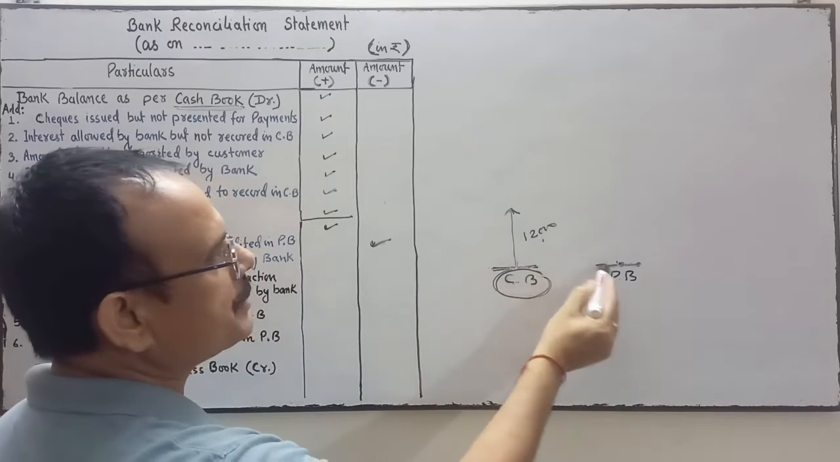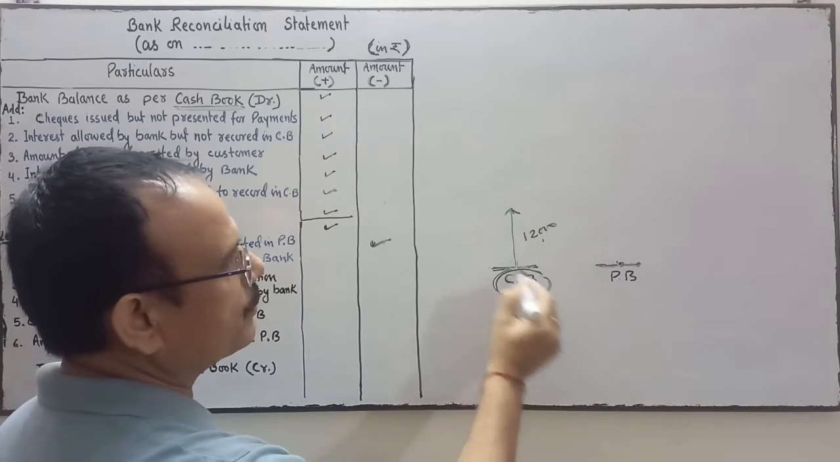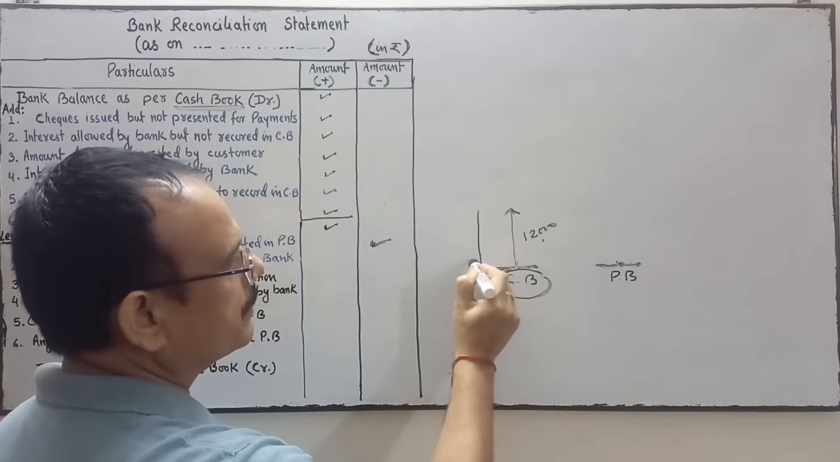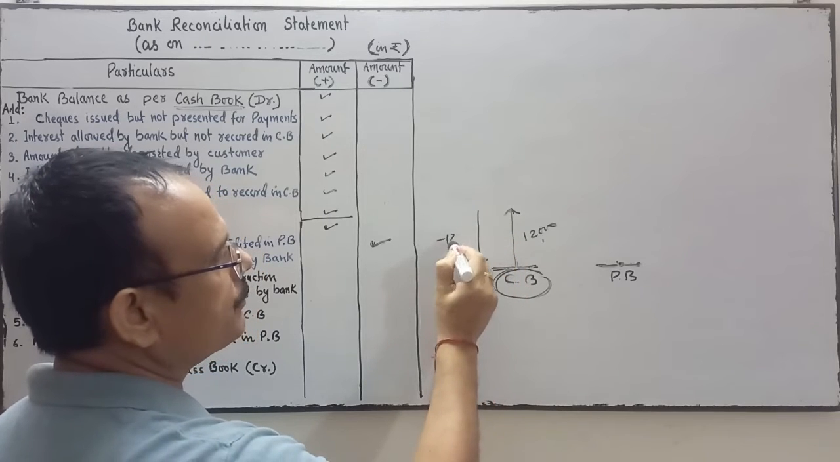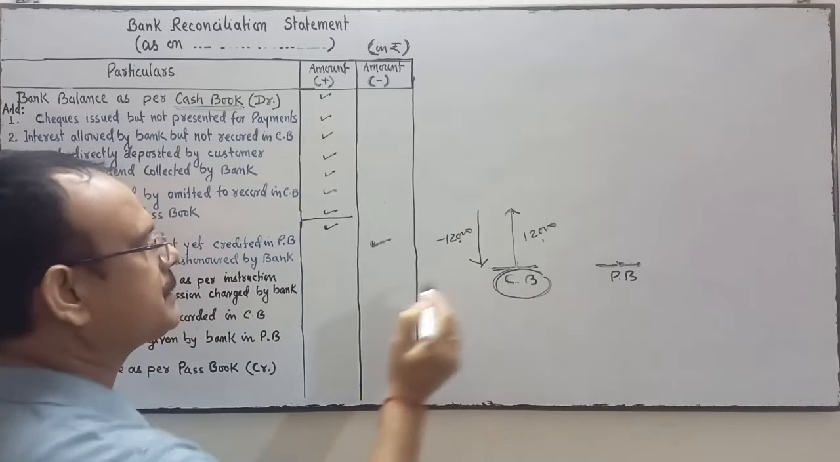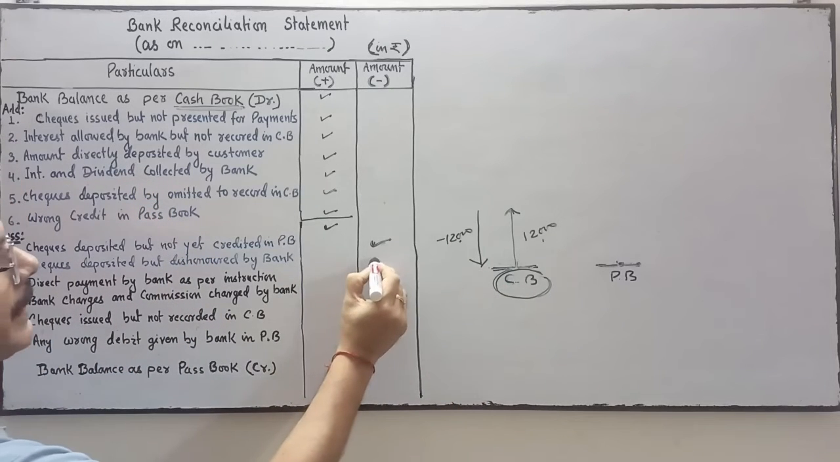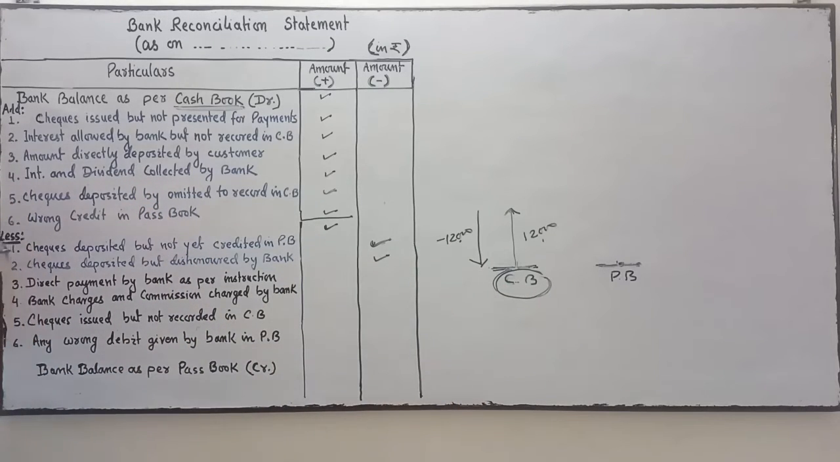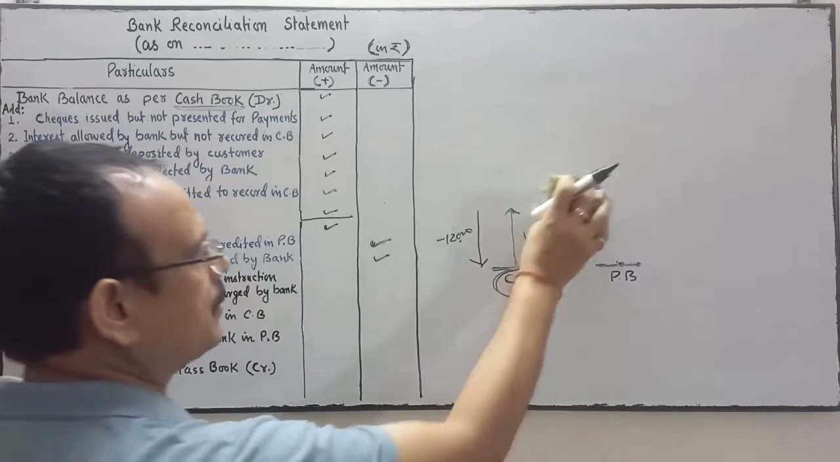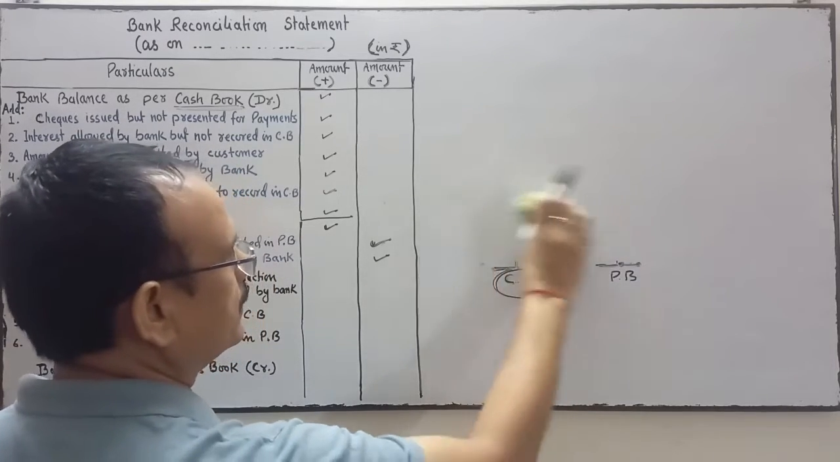Now we'll make the balance equal. What we'll do, using this side only, we'll deduct. How much? 12,000 will be deducted to make the balance equal. So we'll write the amount in the minus column.